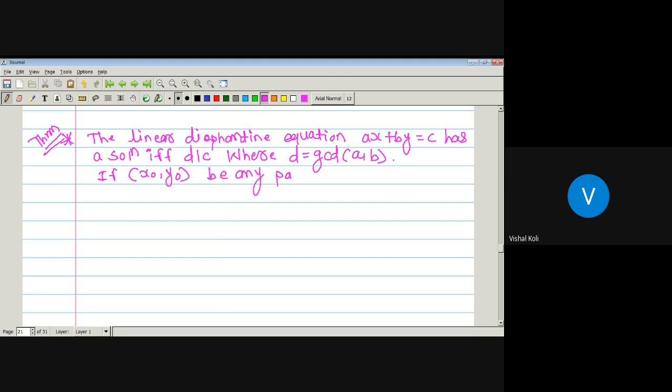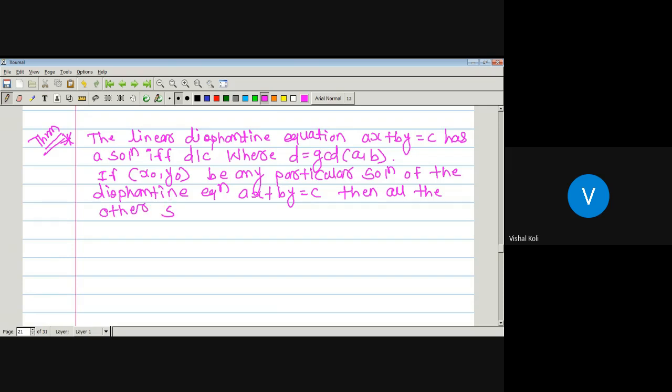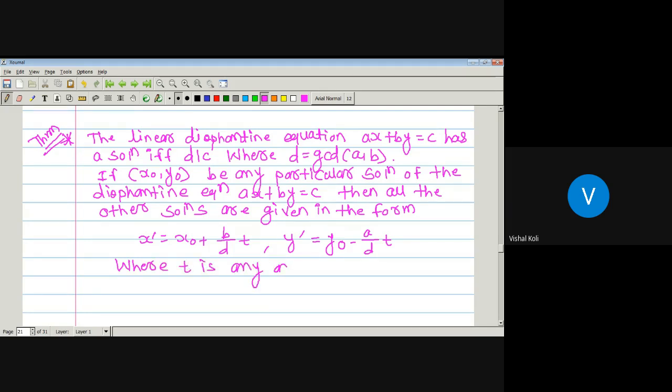of the Diophantine equation ax plus by equal to c, then all the other solutions are given in the form x dash as x naught plus b upon d into t and y dash as y naught minus a upon d into t, where t is any arbitrary integer.